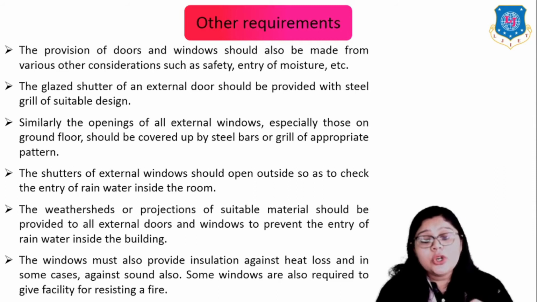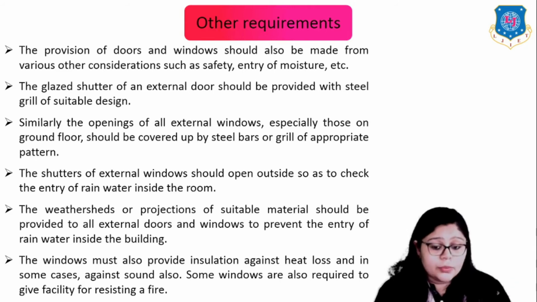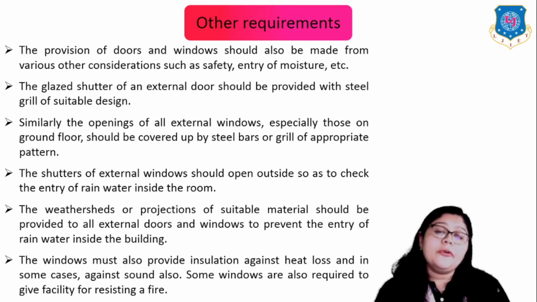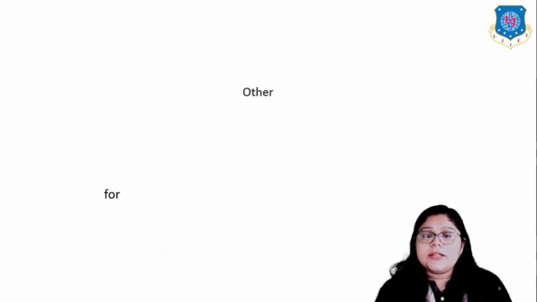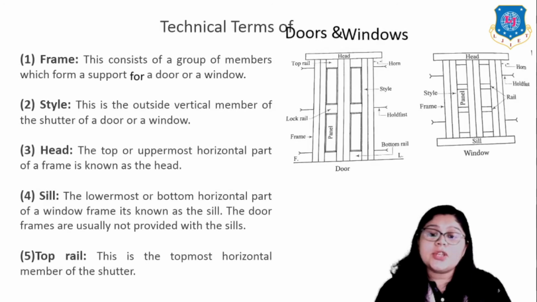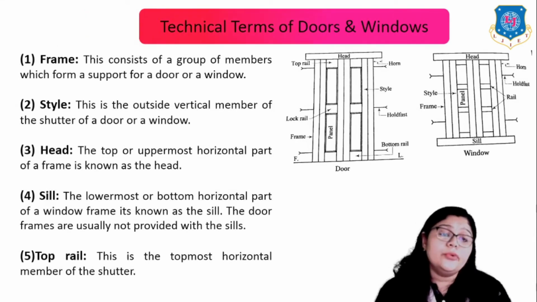And lastly, the window must also provide insulation against heat loss and in some cases against sound also. Some windows are also required to give facility for resisting fire, right? So that's all for this other requirement, and these all are the important considerations of doors and windows. Now let us move to the next topic, which is all about technical terms of doors and windows.